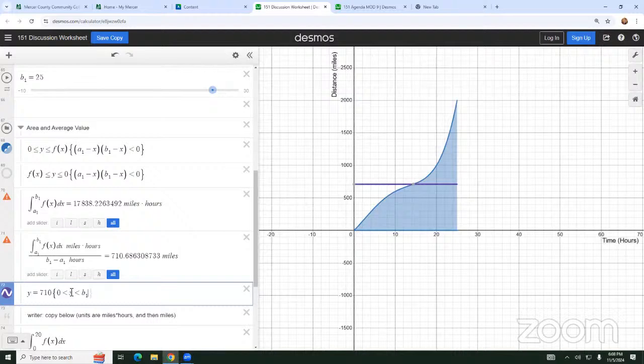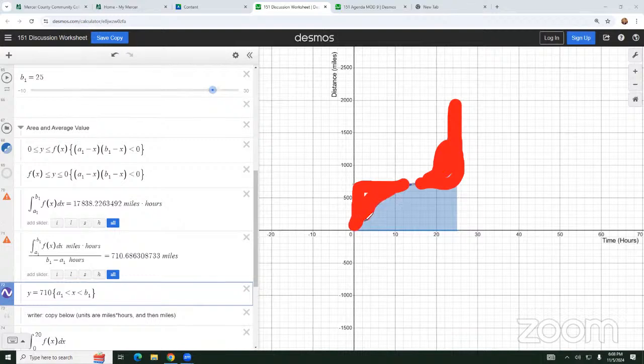Let me just put it this way. I want you to see that the area here, if I were to take this piece right there, it would fill exactly in this space. How do I know this? What am I exactly doing here?